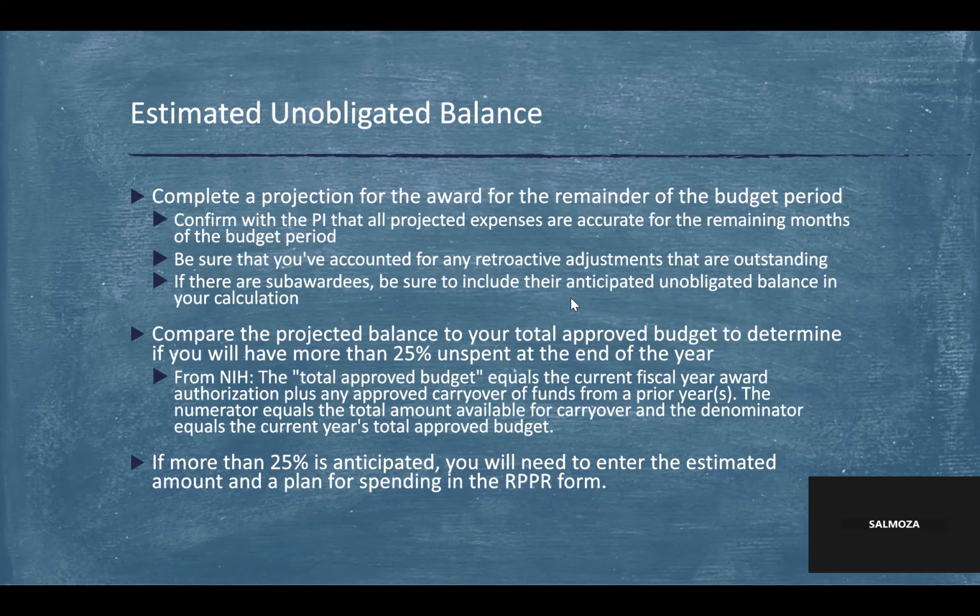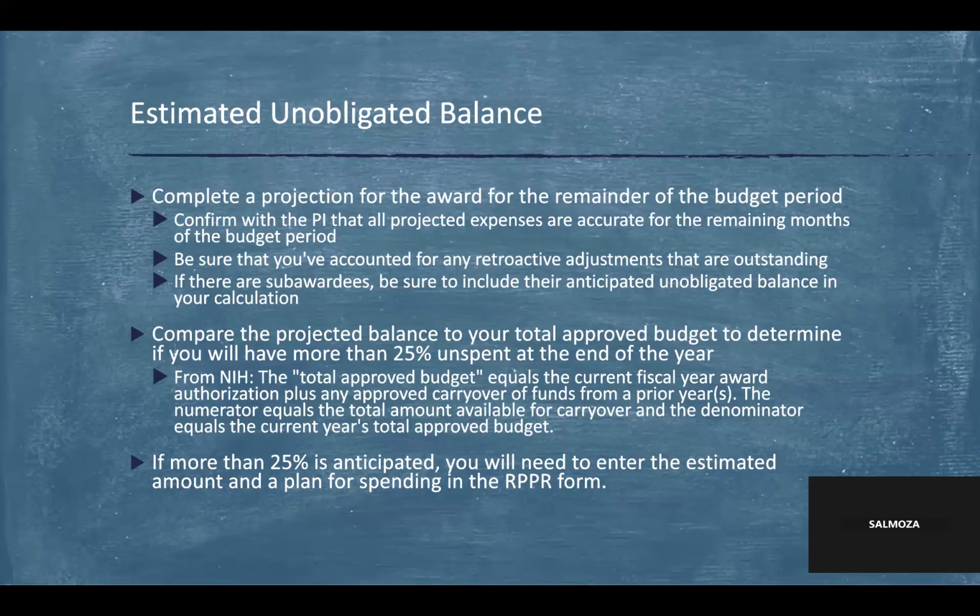So one thing that has tripped people up is it's not your total award to date. So if you're in year 2, it's not year 1 plus year 2. That's not your denominator. It is year 2 plus any approved carryover from year 1. Yeah. So that has caused issues in the past where there was a misinterpretation of what the denominator was. And we said, no, we're not going to have more than 25% because we thought it was our total budget to date.